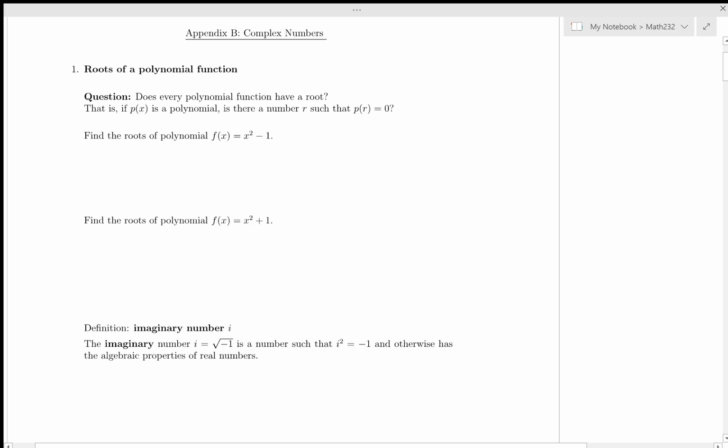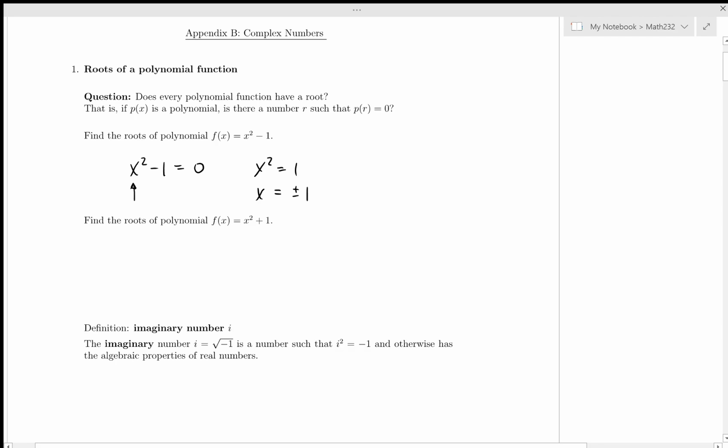So let's just look at a couple of basic examples. Here's a function, f of x equals x squared minus 1. The roots are the values of x that make the polynomial 0, and in this case we could solve for x. We would get x squared is equal to 1, x then is equal to plus or minus 1. So the roots of the polynomial x squared minus 1 are plus and minus 1, because if I substitute either one of those values in for the x here, it evaluates to 0.